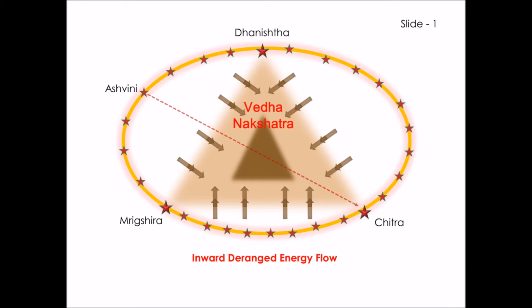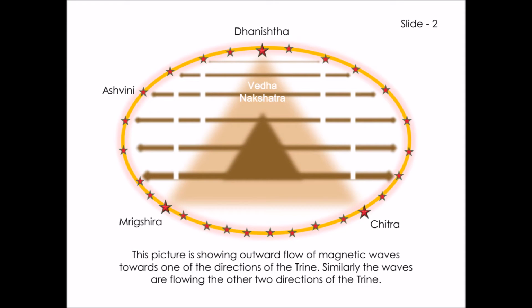And due to these movements, a strong electromagnetic energy space is being created in the center of the zodiac. This space is confined within the trine of Mars' three nakshatras, namely Mrigashira, Dhanishta and Chitra. There are two stages of this entire arrangement, inward and outward. The first slide on the screen shows all the imbalanced energies flowing inward towards the center of the zodiac. The second slide shows the outward flow of accumulated energies amongst the nakshatras and the other entities of the zodiac. We can consider it like a storage and distribution system of tattva energies.